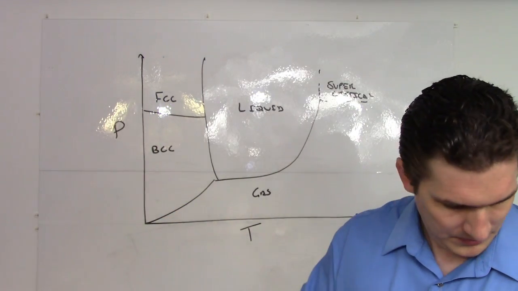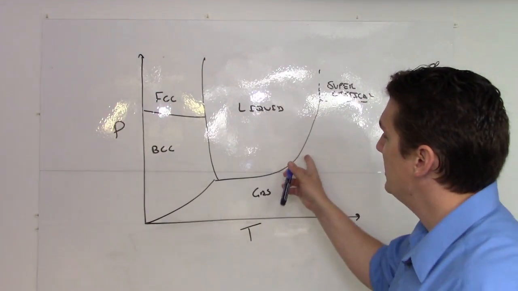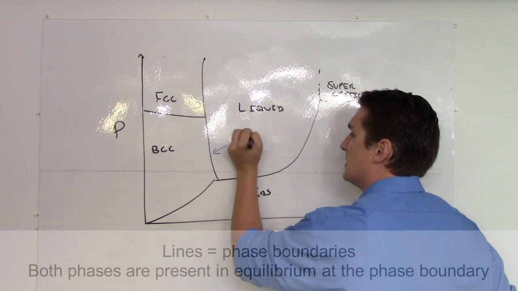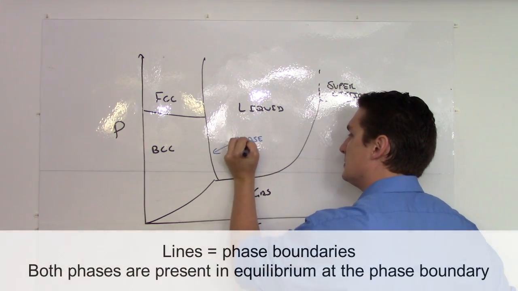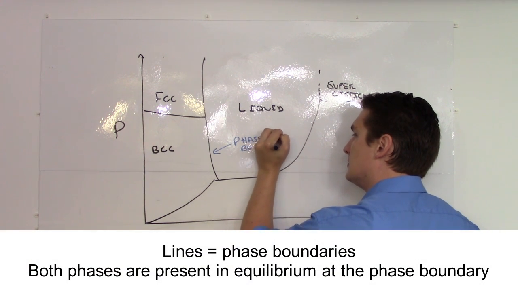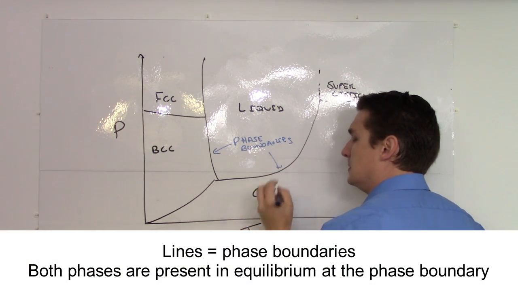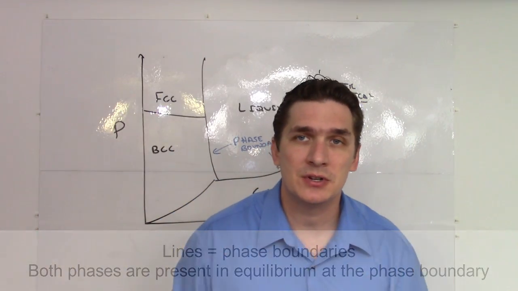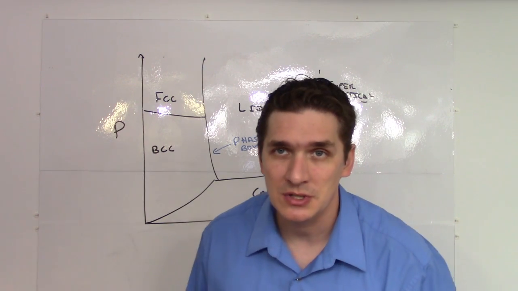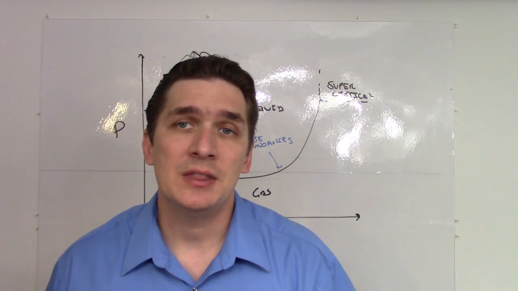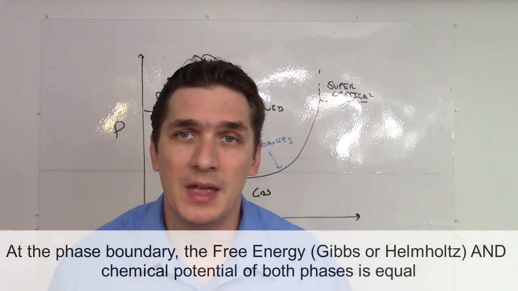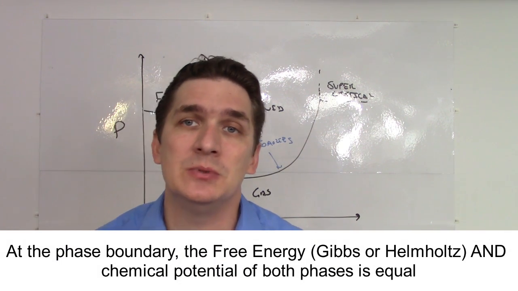Now, on each phase diagram, we have these lines, and these lines are referred to as phase boundaries. At a phase boundary, there are two conditions that are true, and there is a consequence of these two conditions being true. The first is that the free energy, either Gibbs or Helmholtz, of the two phases are equal. And the other is that the chemical potential between the two phases are equal.